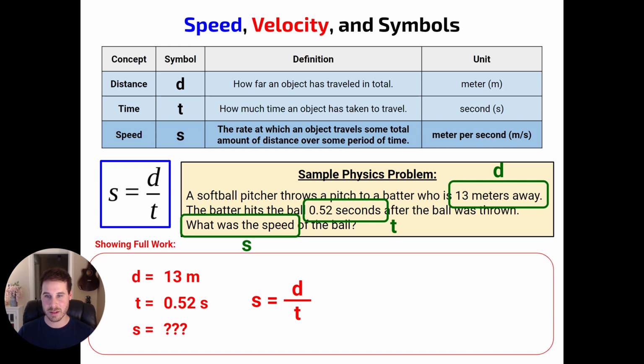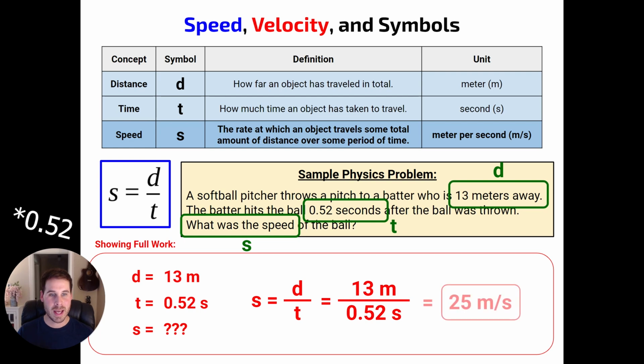I've been given distance and I've been given time, so the next step is to fill in the blanks, to plug in numbers, as math teachers sometimes say. So I'll plug in the distance as 13 meters, and I'll plug in the time as 0.52 seconds. Next, I would pull out my calculator, I would type in 13 divided by 0.52, and I would get a number of 25.